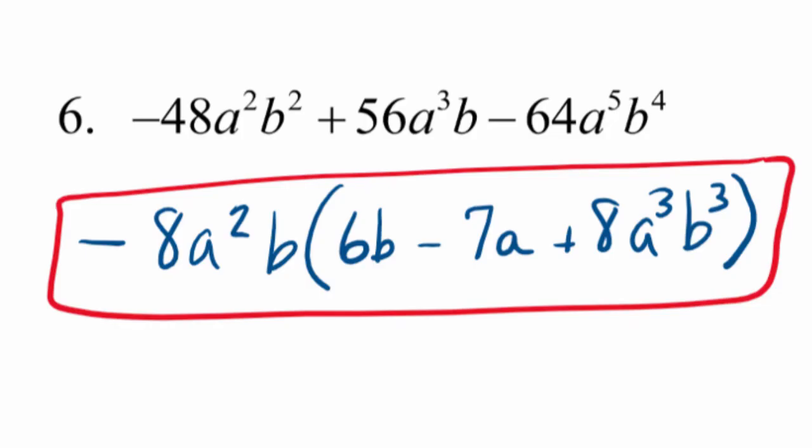Okay, here's my answer. The greatest common factor of the 3 coefficients was a negative 8. We pulled out a negative to make that first sign inside the parentheses end up positive. We took out 2 a's and 1 b, and then that gave us 6b minus 7a plus 8a cubed b cubed inside of the parentheses. How did you do? Awesome.